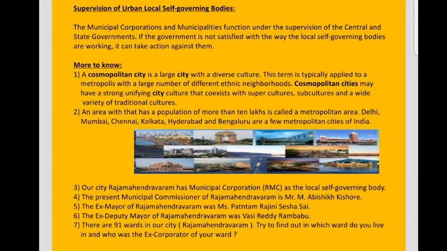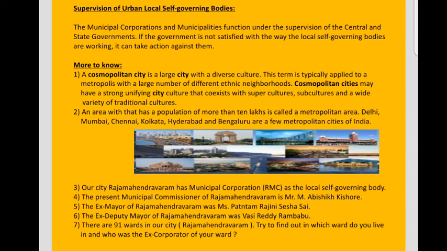Supervision of urban local self-governing bodies. Children, these urban local self-governing bodies would be supervised by the state and central governments. They would be checking how they are working and how they are functioning. If they're not satisfied with the way the local self-governing bodies are working, they can take action against them, children.